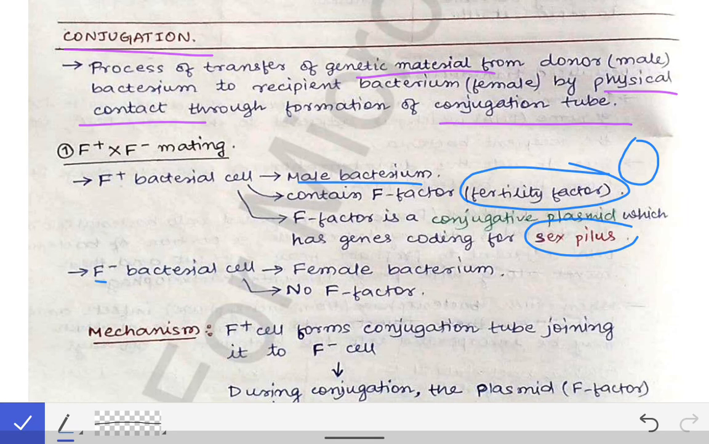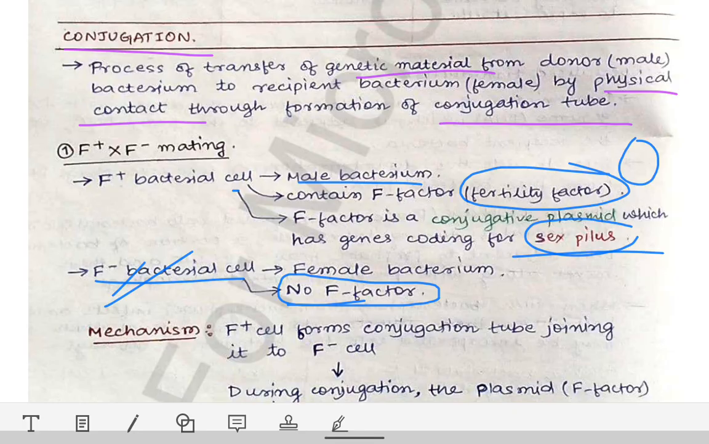Now what is the F minus bacterial cell? F minus is just the opposite of F plus. In layman's terms it is called the female bacterium, because it does not contain the F factor, which helps in sex pilus formation. That means this F minus bacterium will not have the sex pilus. Since the F factor, the fertility factor, is present in F plus bacteria, they have the sex pilus, and can form the conjugation tube with an F minus bacterium.